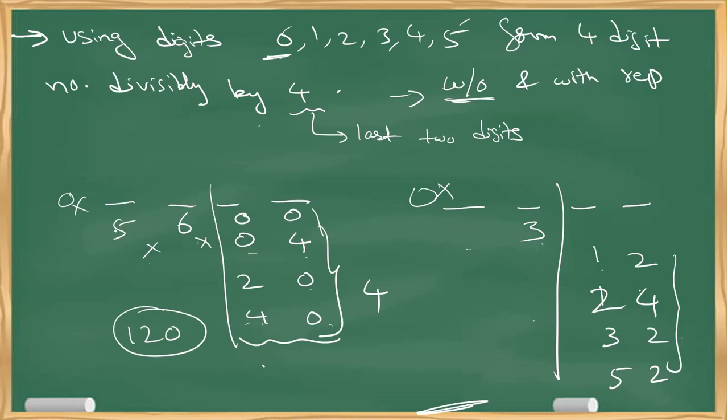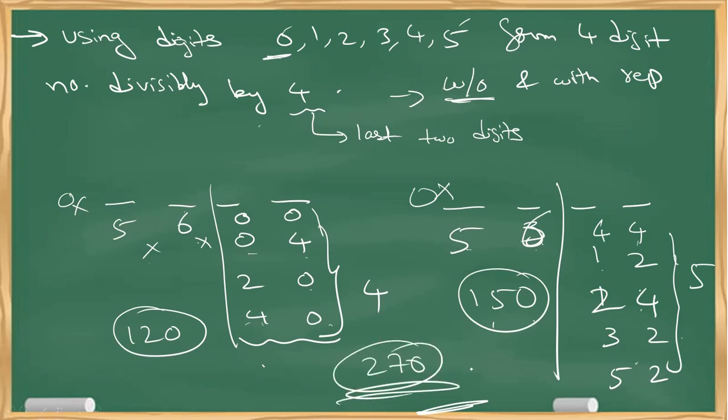So 0 should not come at the start, any number can come here, 0 can come. So 4 possible, 120. Now, here 11, 22, 33, 44, 55 I can add, without 0. So how many? 1, 2, 3, 4, 5. So there are 5 possibilities here. And here 0 should not come, so 5. Anything can come, so 6. So 30 into 5 is 150. So 150 plus 120 is 270 possibilities. So using digits 0 to 5, I'll get 270 four-digit numbers with repetition which are divisible by 4. Hope it is clear.